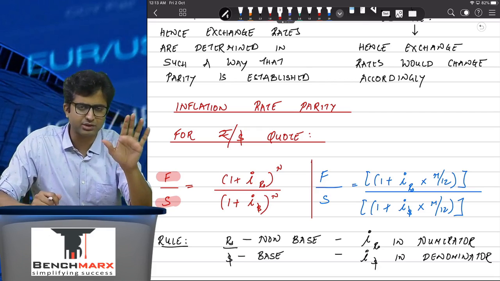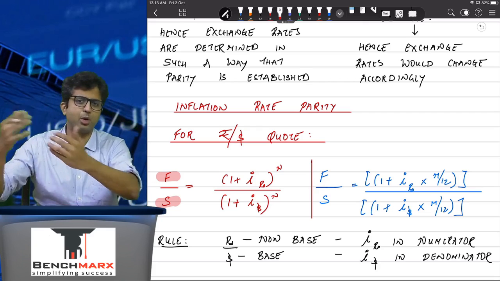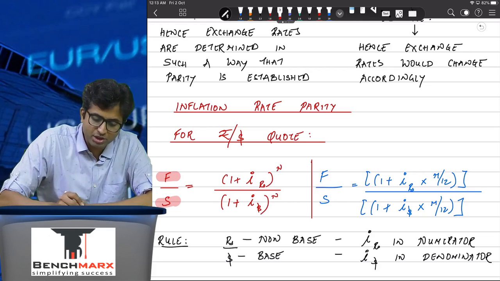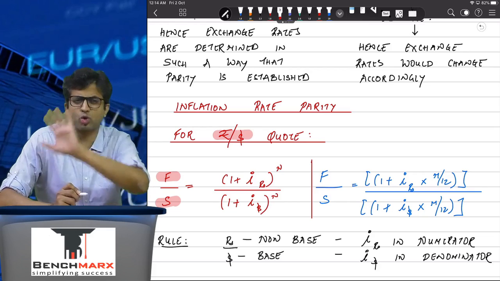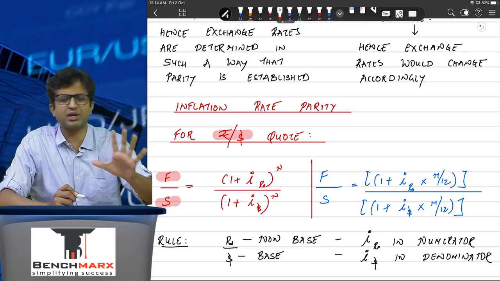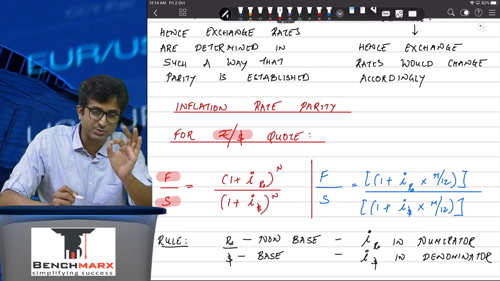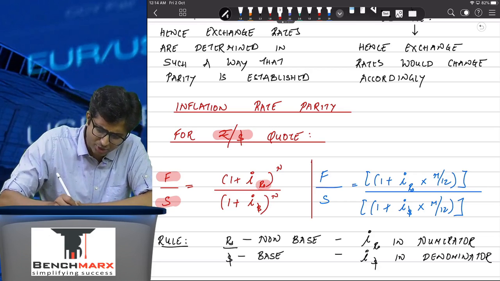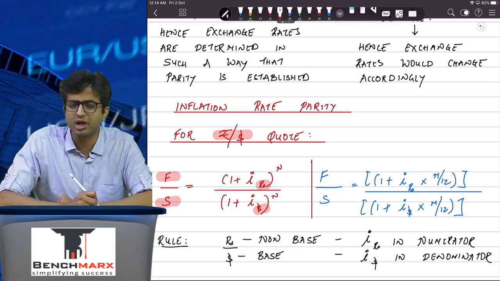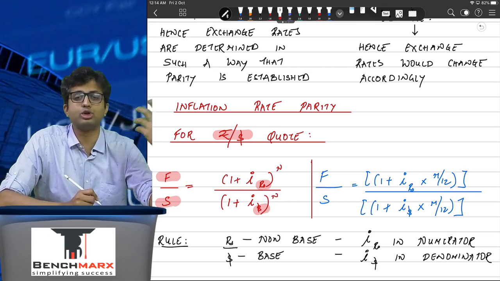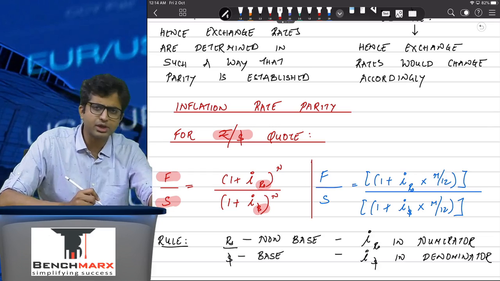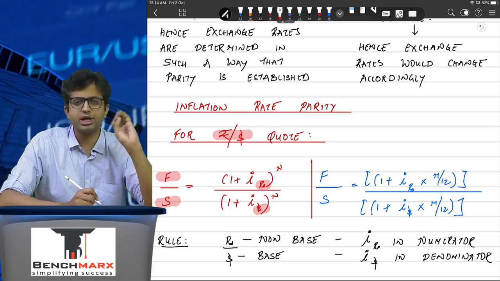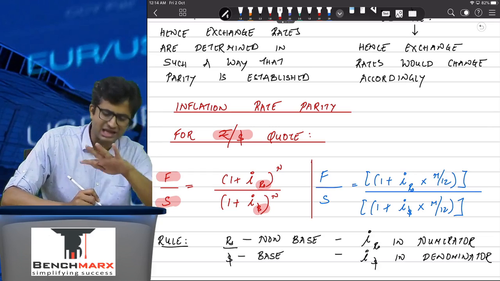From an exam perspective, remember what comes in the numerator and denominator is a direct function of the quote that you take. So if the spot rate is rupees 50 per dollar, then rupees is in the numerator and dollar is in the denominator. That same thing comes over here, rupees in the numerator, dollar in the denominator. If your exchange rate was, for example, euro per pound, then euro will come in the numerator and pound will come in the denominator. You will directly take what is there in the exchange rate quote as the numerator and the denominator.